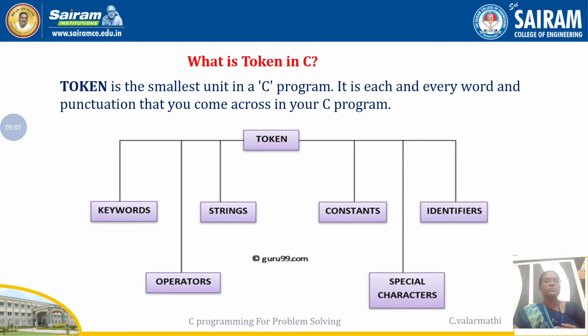Then what is meant by token? A token is the smallest unit in a C program. Very simple answer. But it is classified into many types: keywords, operators, strings, constants, identifiers and special characters. Let us see one by one.